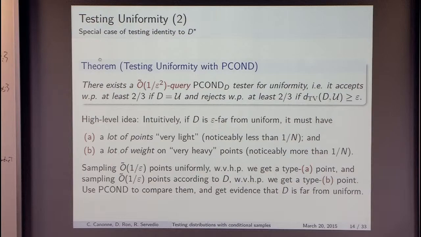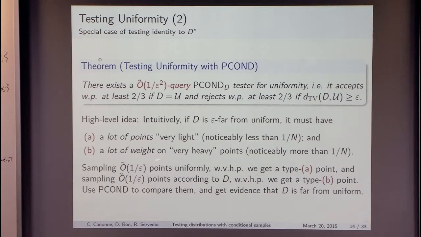So suppose your distribution is far from uniform. Okay, uniform would be like a flat histogram. This guy is like below somewhere and above somewhere and so on. So what does that mean if it's far from uniform? Well, there must be a lot of points which are quite light, which are significantly lighter than 1 over n mass. This is kind of obvious. And again, it's far from uniform, so on the other side, you've got your valleys and you've got your hills. There must be a lot of weight on heavy points, points which weigh a lot more than 1 over n. There may only be 2 heavy points or 1 heavy point, but they have to have a lot of weight for it to be far from uniform. Okay?